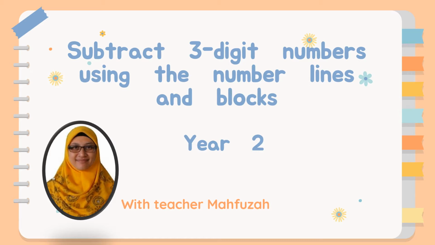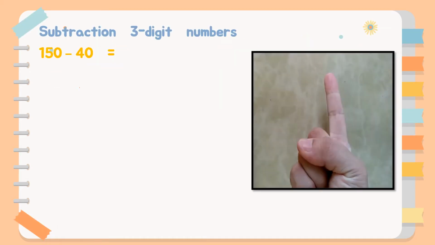In this video, we will learn about subtracting 3-digit numbers using number lines and blocks. Okay, for the first method, we will use the number line method. Let's read the number sentence: 150 minus 40. So first, we do the number line.